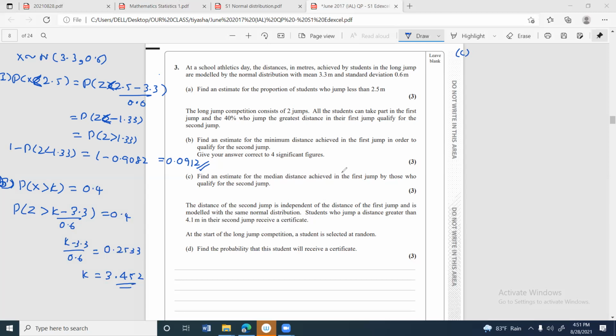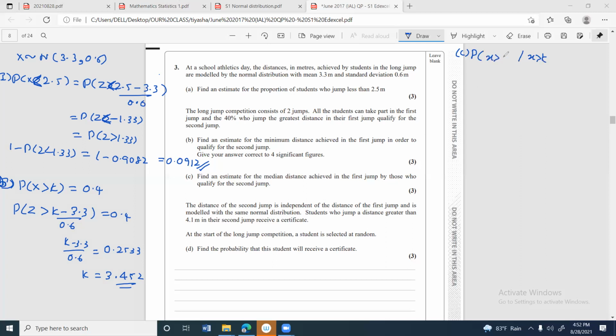Right. Now let's see. This is coming under a condition like this. They mentioned to find the estimate of the median distance achieved in the first jump by those who qualify for the second jump. It's given that they have qualified for the second jump. That means they have given X is greater than the K value, which we got over here. And what is the distance? Find the estimate of the median distance achieved by this. What is the distance they should jump?